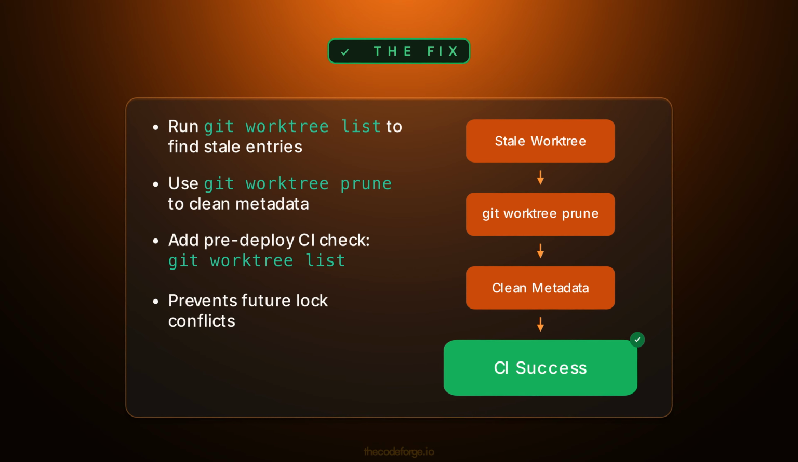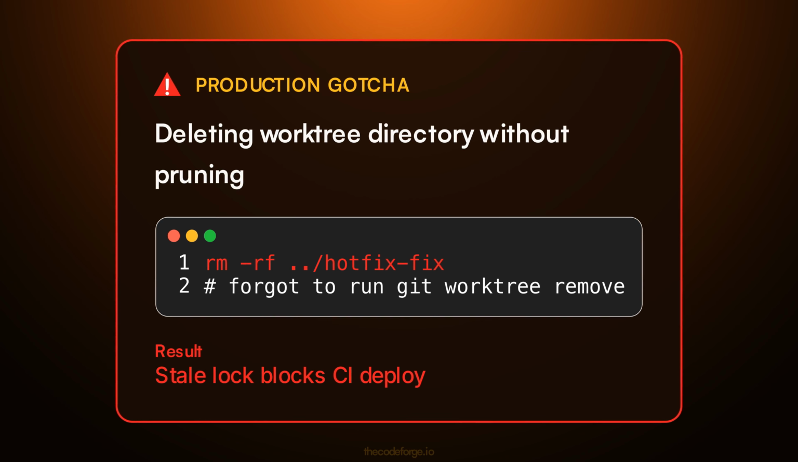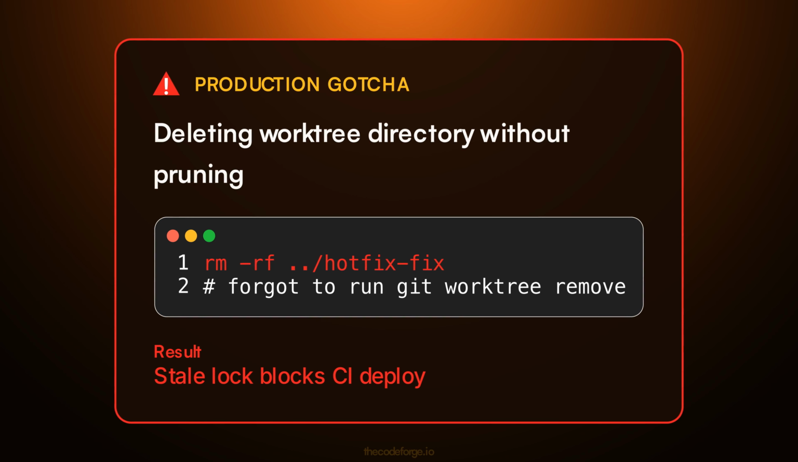To prevent recurrence, add a pre-deploy CI check that runs git worktree list to ensure no stale locks exist. If you delete a worktree directory manually without running git worktree remove, the Git metadata remains. Future operations may fail because Git thinks the branch is still checked out. Always use git worktree remove or run git worktree prune afterward.